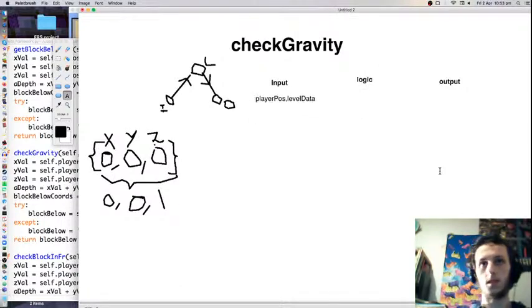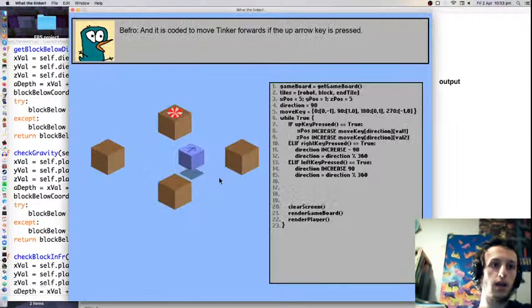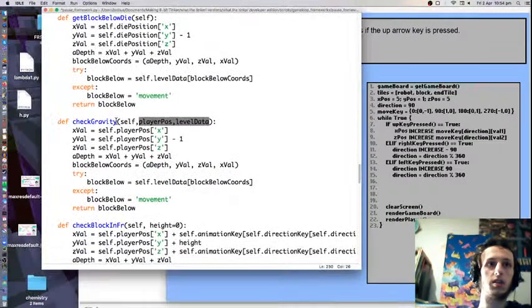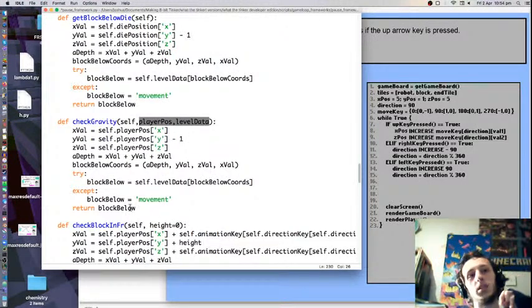So those are our inputs. We're putting in where the player is, and we're putting in level data, which is what the level is. So the functional entity, check gravity, is being told that the player's here and the level is like this. The logic section is all of this code, but the inputs and the outputs are also code. This is code, and this is code.